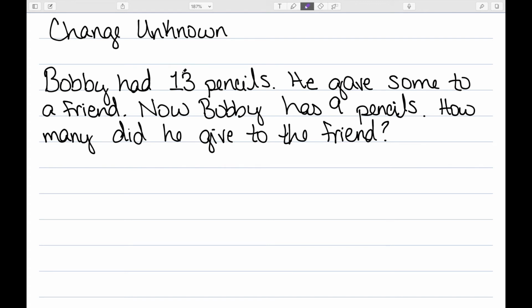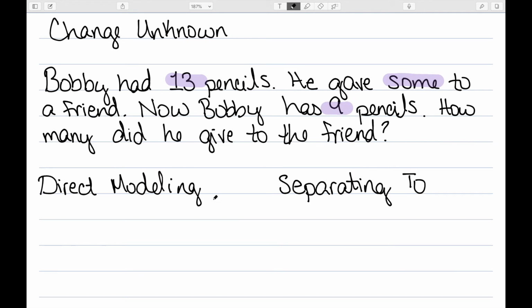As an example, Bobby had 13 pencils. He gave some to a friend. Now Bobby has 9 pencils. How many did he give to the friend? So we have our starting condition. We don't know how much it's changed by, and then we have the result. The most common type of direct modeling strategy would be separating to. We would start with 13 objects and pull some out until we had 9 left, and then count how many were removed.